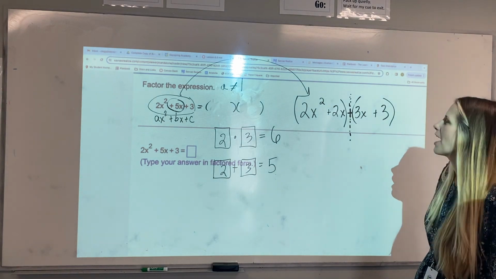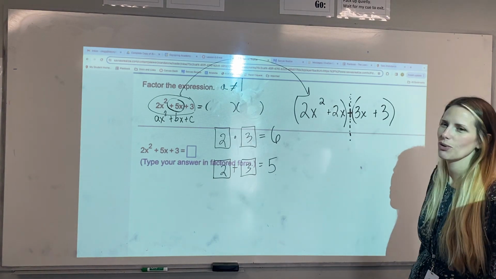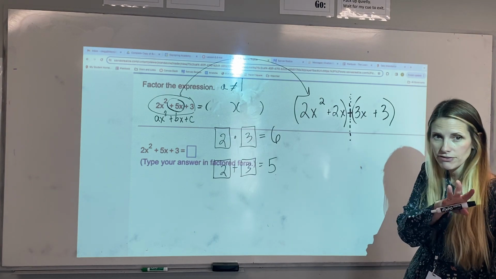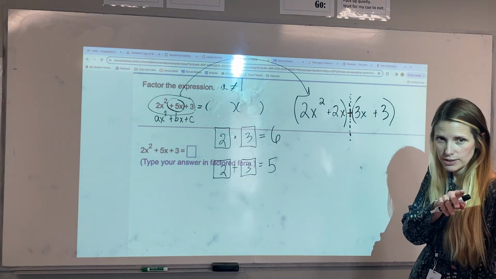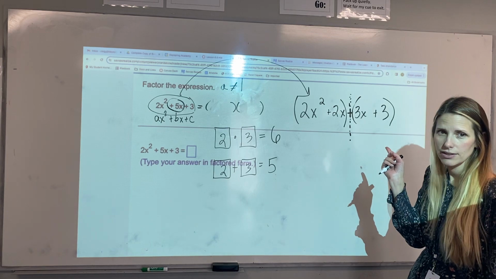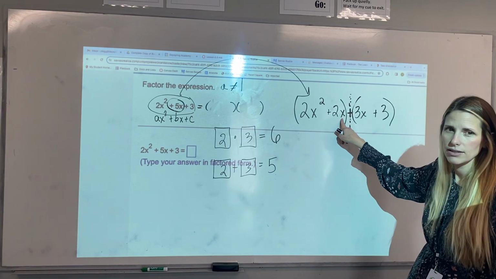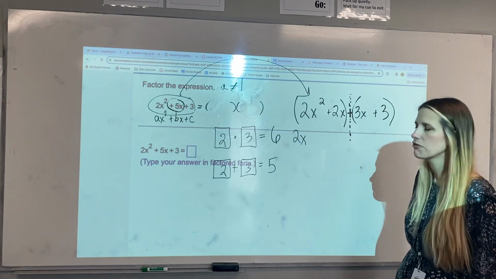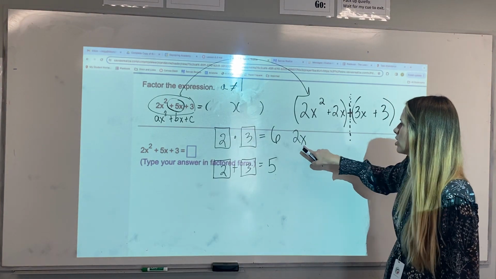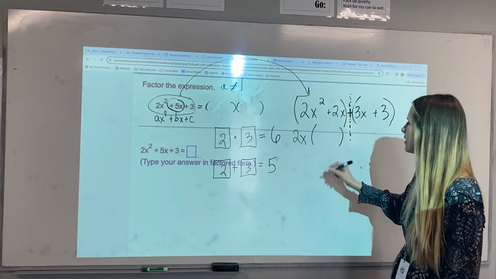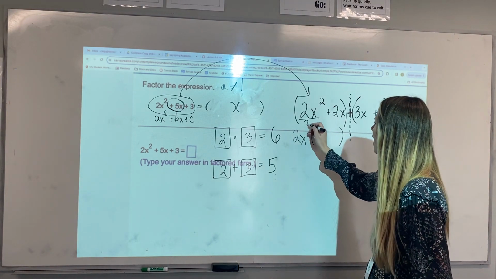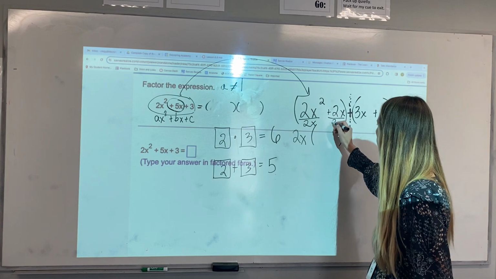What's the GCF of 2x squared and 2x? 1. 2 is half of it. What's the other half? 1. Yep. So the GCF is 2x. I'm factoring it out. Remember, factoring it out means put the GCF as a factor, and then something else is going to be the other factor. What's going to be the other factor? The rest after you divide.